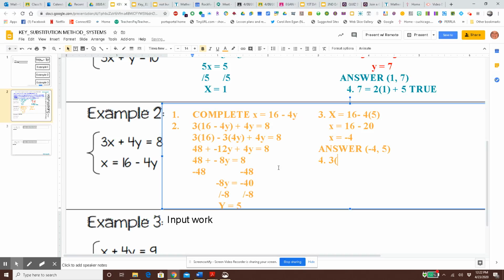So 3 times negative 4 plus 4 times 5 equals 8. So 3 times negative 4, a positive times a negative is a negative. 3 times 4 is 12. Plus 4 times 5, 20, equals 8. And that is a true statement because negative 12 plus 20 equals 8. I can even write it out if I want to. I can put 8 equals 8. Therefore, that's true. Therefore, my answer is correct.